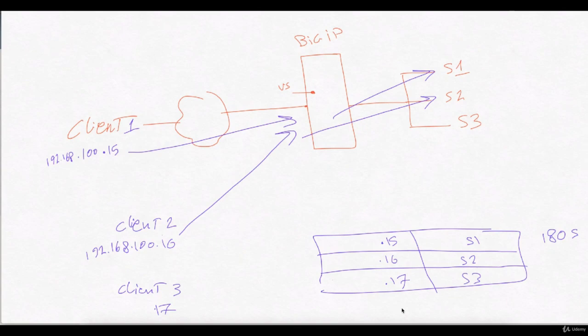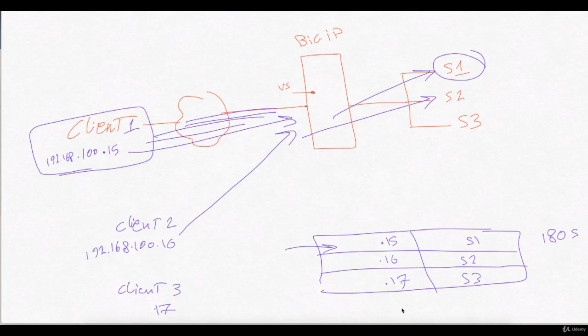Every time within the 3 minutes, client 1 tries to interact with the application and sends a request, all the requests will go to server 1 as per the persistence record. So the point here is that the persistence source IP by default is /32. So each different IP address will have a different persistence record and a different server, depending on the load balancing algorithm.